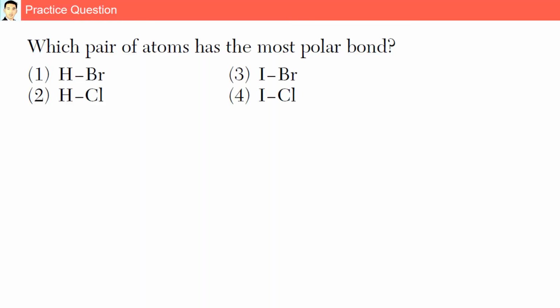Practice question. Which pair of atoms has the most polar bond? Here is HCl. Because of the electronegativity difference, it has the largest. Therefore, the chlorine will attract the two shared electrons more towards its side. It has an electronegativity difference of 0.9.